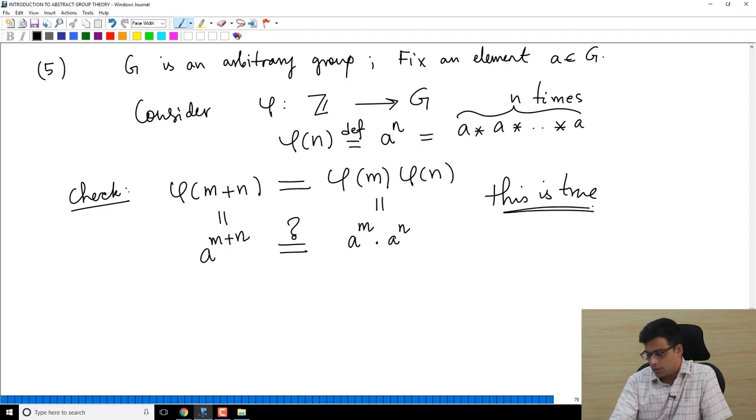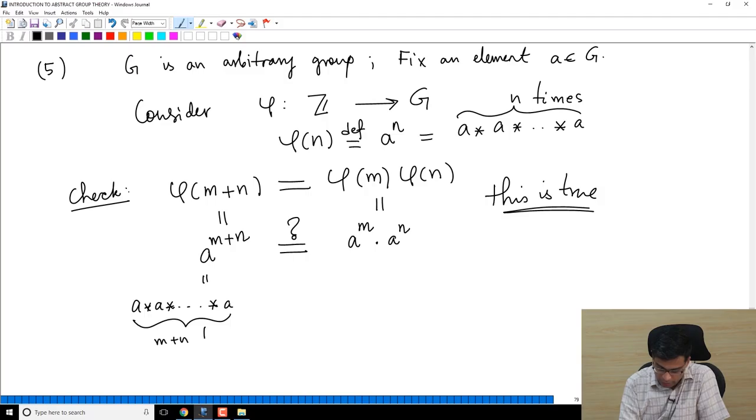And this came up in some of the work that we have done in the past when we worked out some examples or looked at some properties of multiplication. So I'm not going to spend a lot of time doing this, but quickly I'll do this. What is this? This is a star a, m plus n times.